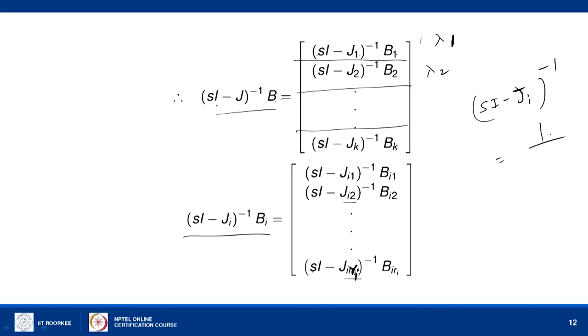(sI minus J_i) inverse will contain elements like 1 by s minus lambda_i or its powers, etcetera. So, here we can see that each block contains different types of terms: 1 by s minus lambda_1 will come in the first block, 1 by s minus lambda_2 will come in the second block, and its powers, etcetera. None of them can be linearly dependent on any of the other blocks because of the nature of the different eigenvalues. So, if separately they have linearly independent rows, then every row of the total matrix is linearly independent.